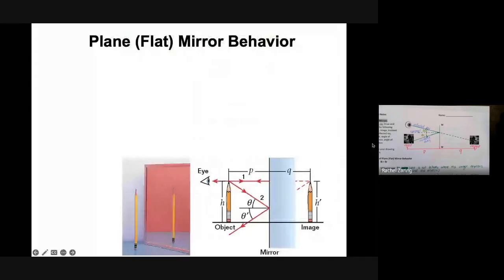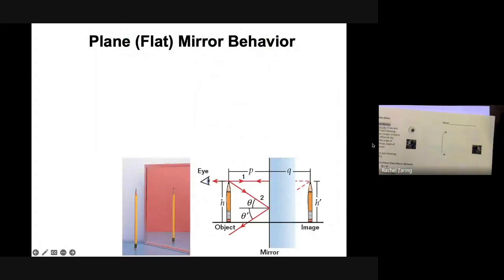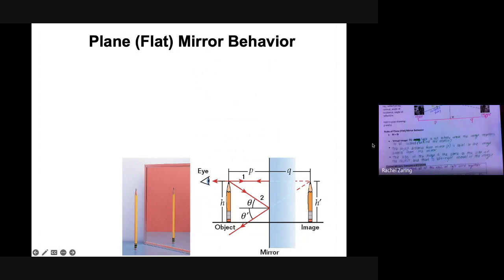All right, so pulling up the rest of our notes for today. First, we're going to begin by looking at the rules of a plane flat mirror. We've talked about flat mirrors a lot. We started a lab in class yesterday, but here are some very specific things about it.